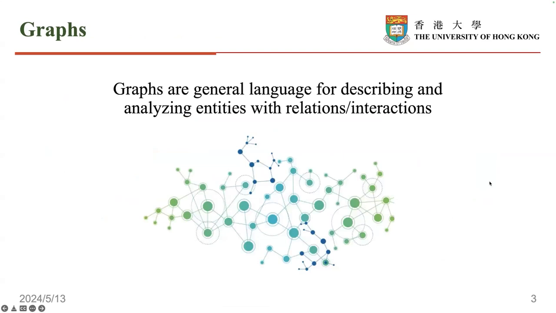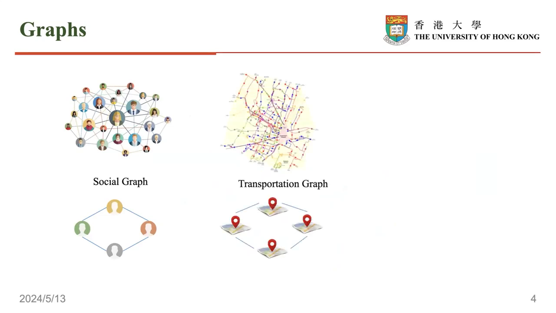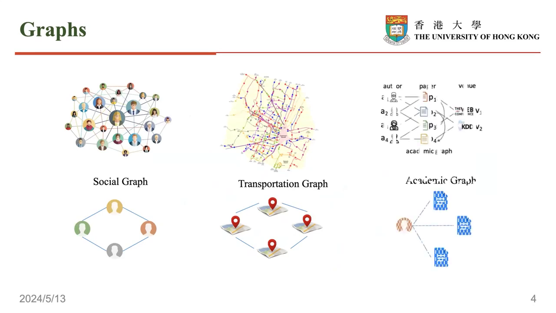Graphs are very important structures to describe and analyze the relationships, interactions, or dependencies among different entities in real life applications. We have a lot of graph structures. First, social connections between users can be represented as a graph. We also have transportation graphs, which connect different locations and time nodes to present a graph structure in spatial temporal data. And we also have academic graphs, which connect different authors and papers, as well as published venues, like KDD.